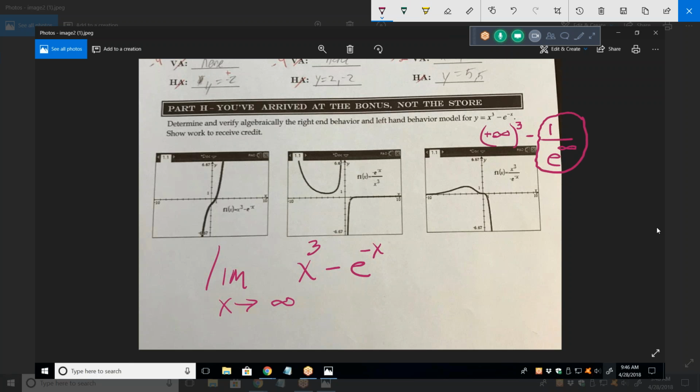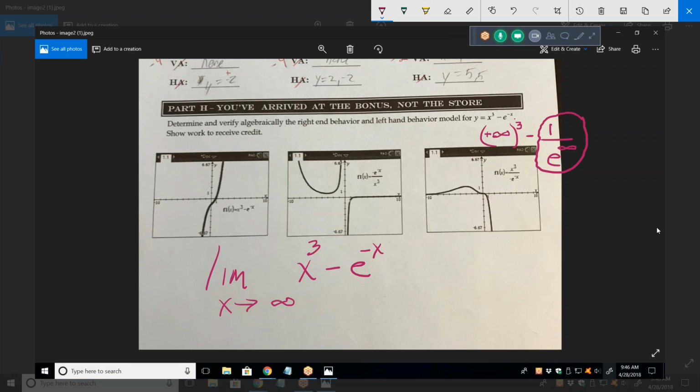1 over e to the infinity? Whenever you have infinity in your denominator and a number in your numerator, it goes to 0. It doesn't matter if it's negative infinity or positive infinity, it's going to 0. Okay, so what's positive infinity cubed? Positive infinity. Minus 0, positive infinity.